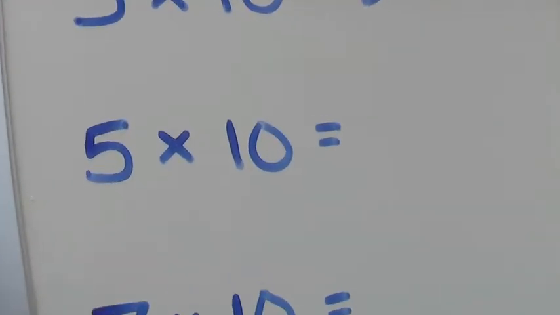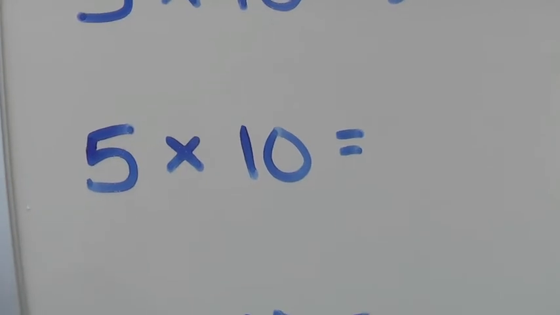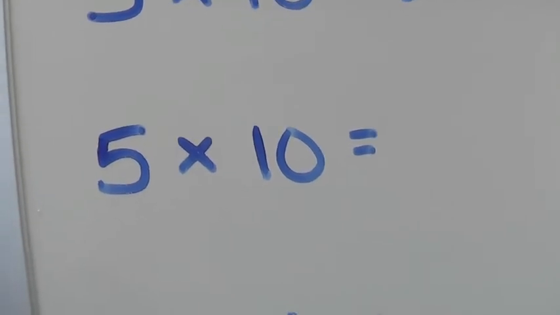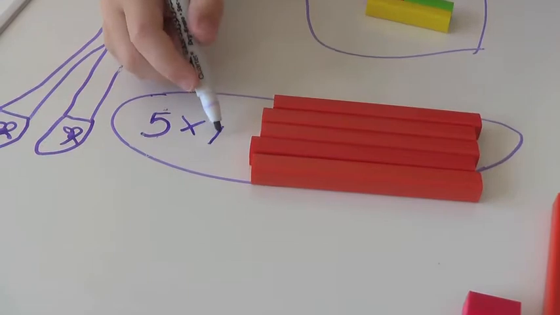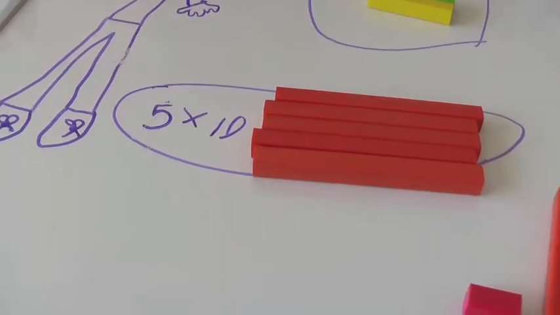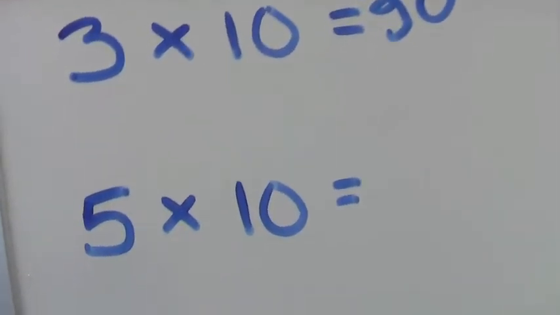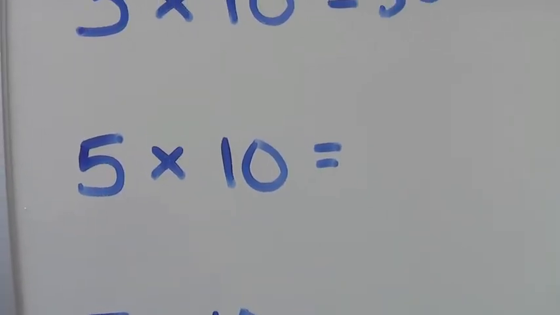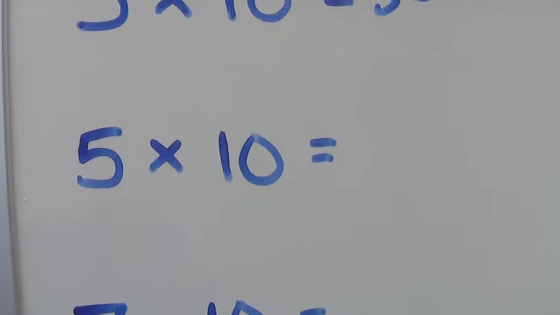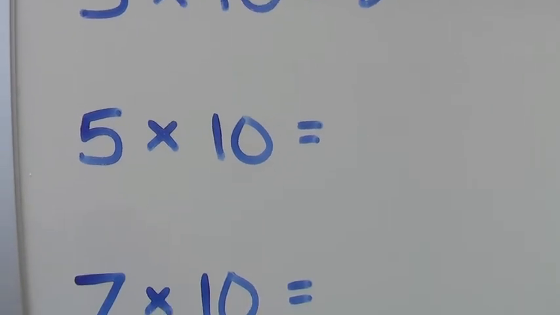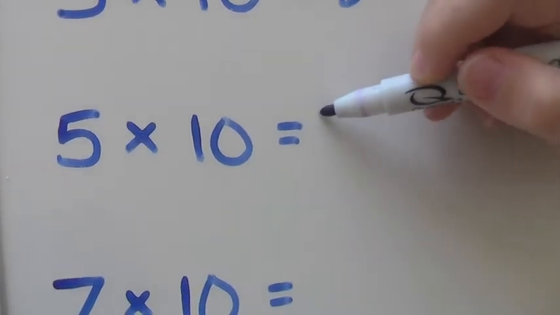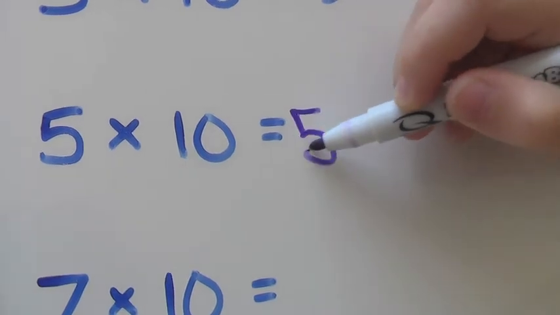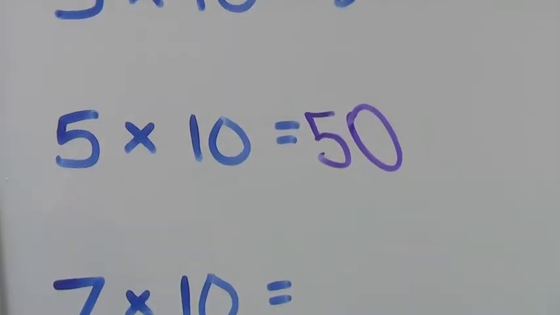Okay, Haven, can you please show me 5 of 10? Okay, there's 5 of 10. Haven, can you write the answer right there, where it says 5 times 10? Yep, we can say it either way, right? So write it down. What's the answer? 50.